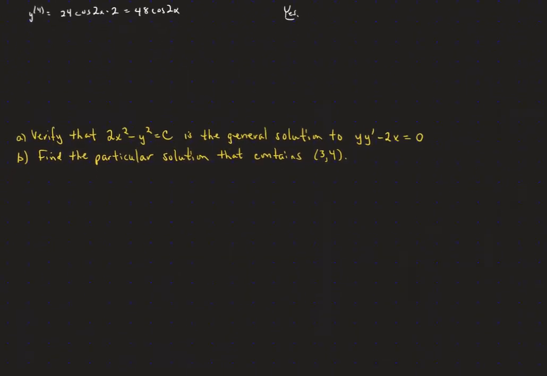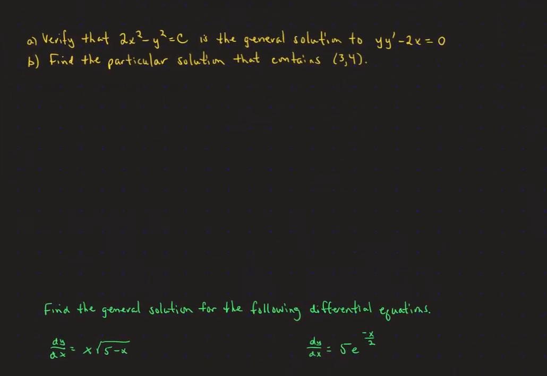Okay, so here's a little bit different twist on this. We're going to first verify that 2x squared minus y squared equals c is the general solution to y prime minus 2x equals 0. And then we're going to try to find the particular solution that contains the point (3, 4). So our differential equation is going to require us to know what y prime is.